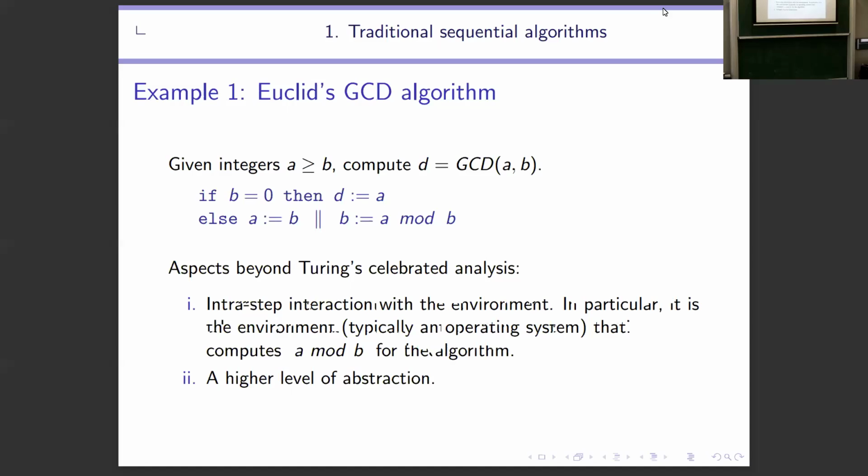But it's very important that any algorithm always interacts with the environment. It's implicit. We just abstract from it, but it is there. And for my reasons today, it will be very important. Another small thing is a higher level of abstraction. So you can do this on Turing machines, but you don't want to.